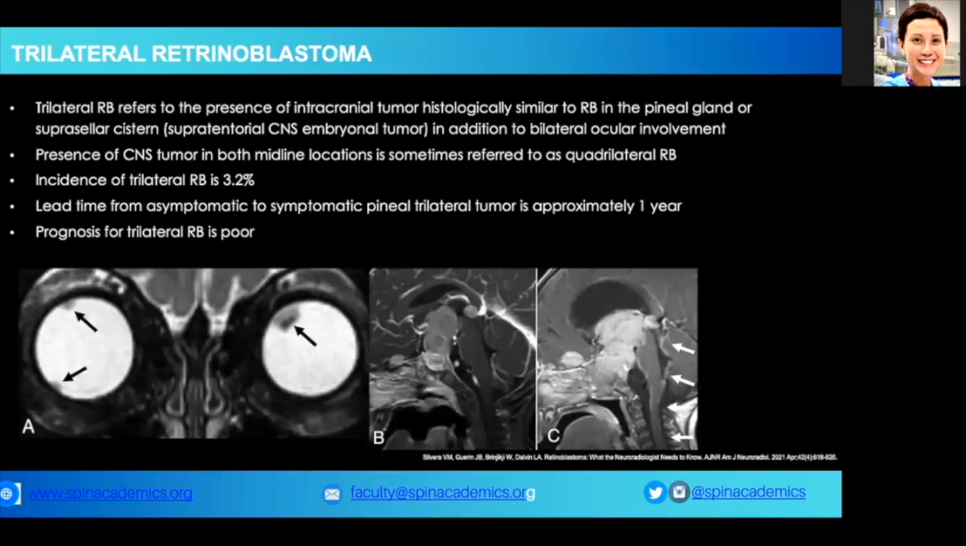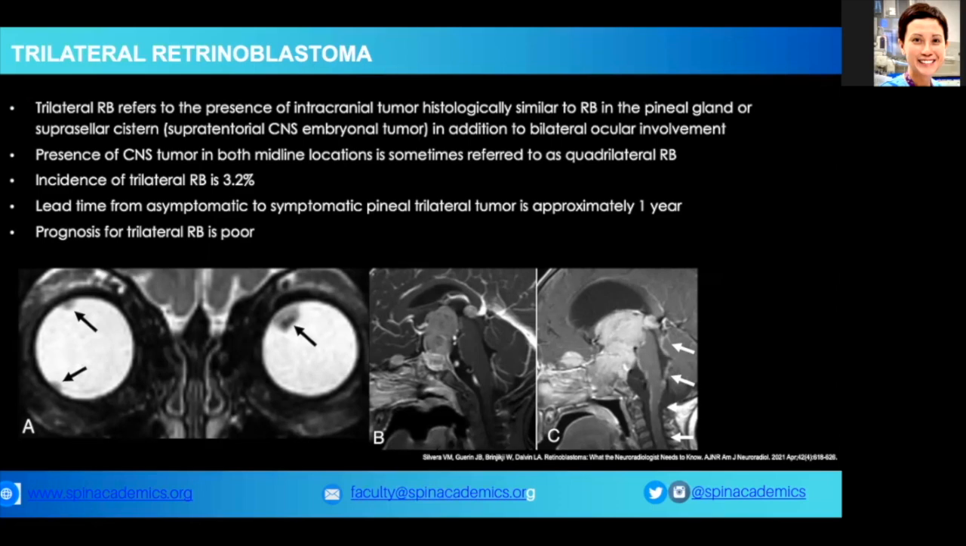Finally, trilateral retinoblastoma refers to the presence of intracranial tumor histologically similar to retinoblastoma in the pineal region or suprasellar cistern, in addition to bilateral ocular involvement. This occurs in 10 to 15% of patients with heritable retinoblastoma. The incidence of trilateral RB is 3.2%, and these intracranial tumors can be synchronous with other intraocular RB at diagnosis, but are more commonly found on surveillance MR.